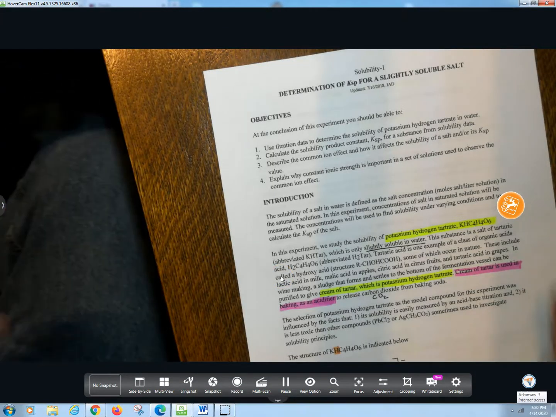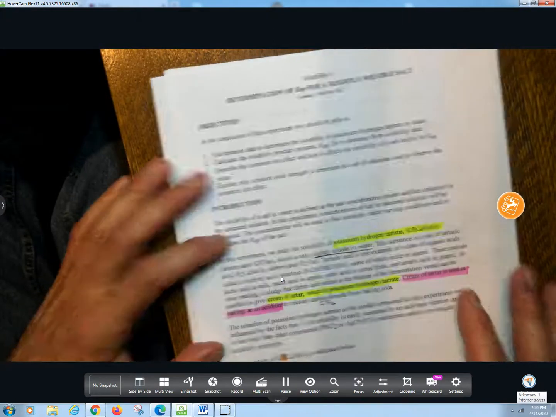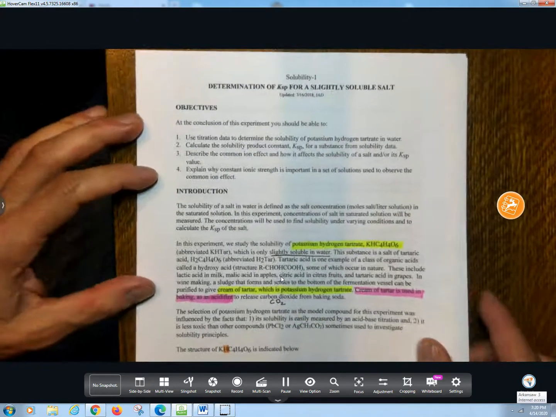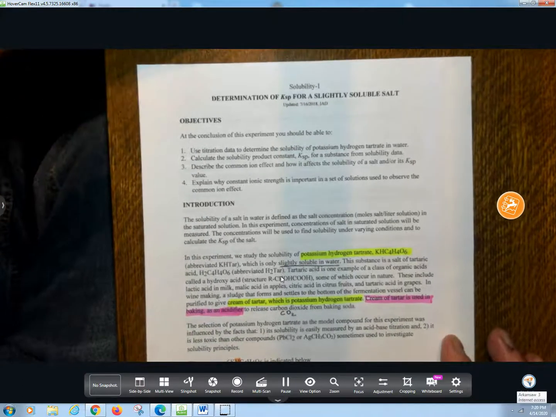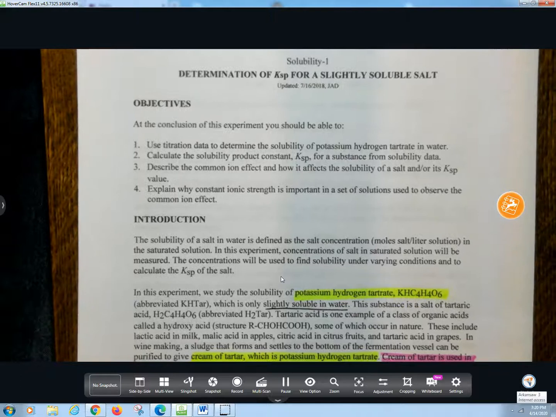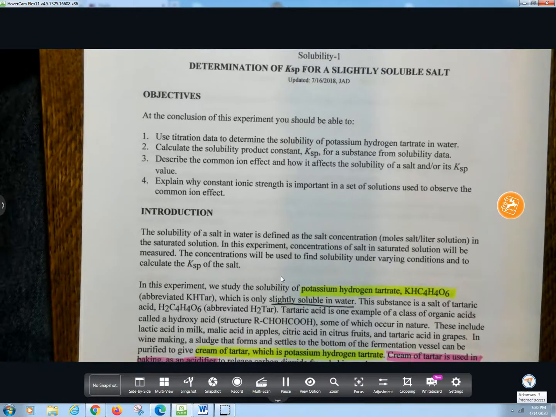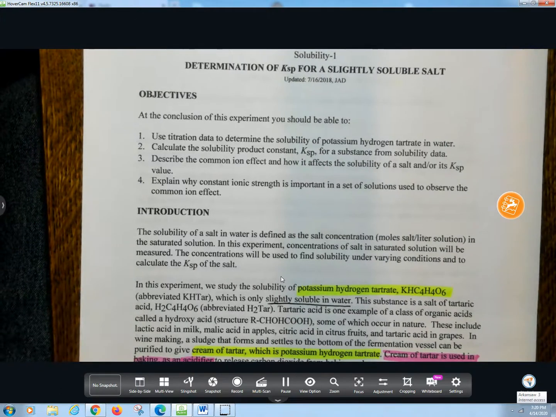Okay, we are going to go through your next lab here. So, this is determination of Ksp for the solubility of KHTar as we get into this. But we got to outline our steps here of what the actual procedure is. So, I'm going to go through this.